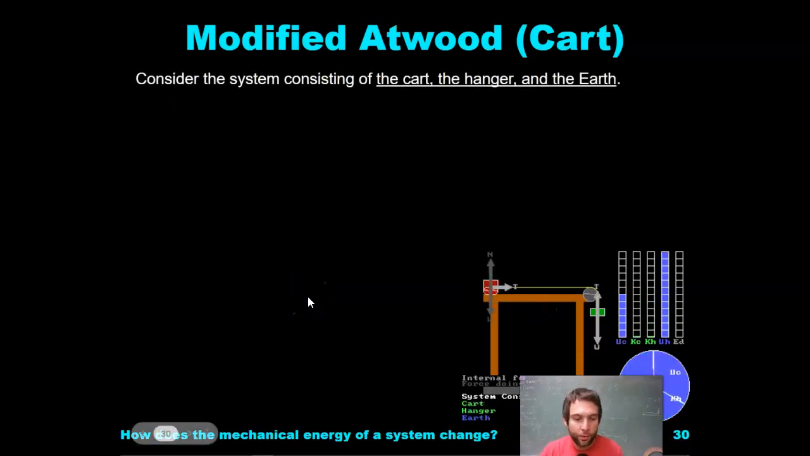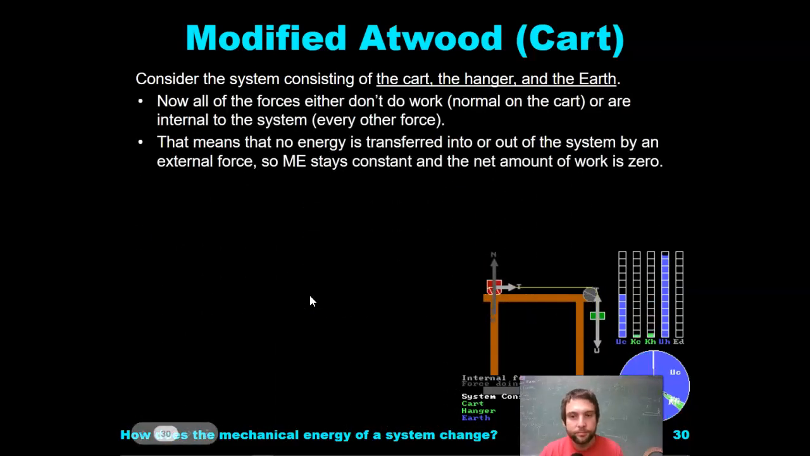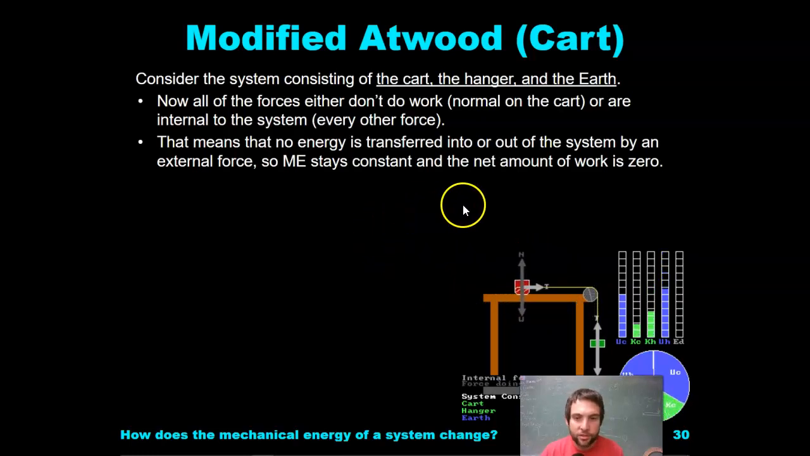All right, the whole thing: cart, hanger, and earth. We've got the forces here. Normal force and weight force on the cart are doing no work. That means no energy is transferred in or out of the system by an external force. So mechanical energy is staying constant, and the net amount of work is 0.